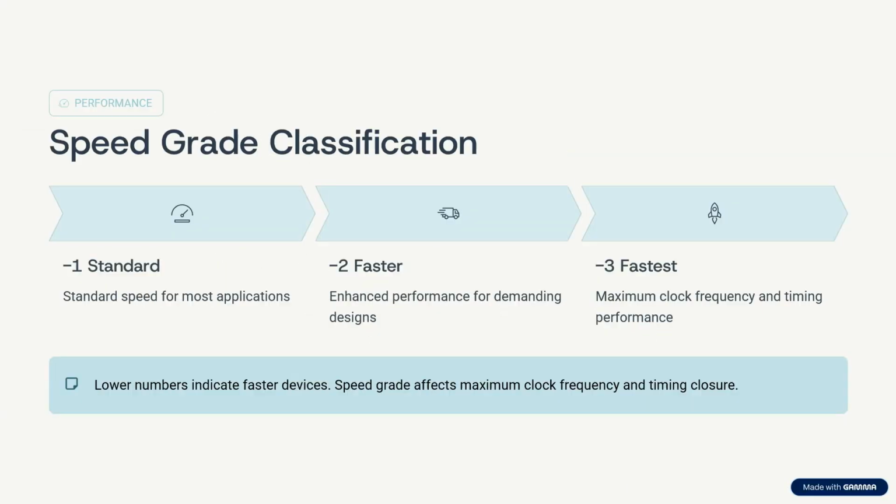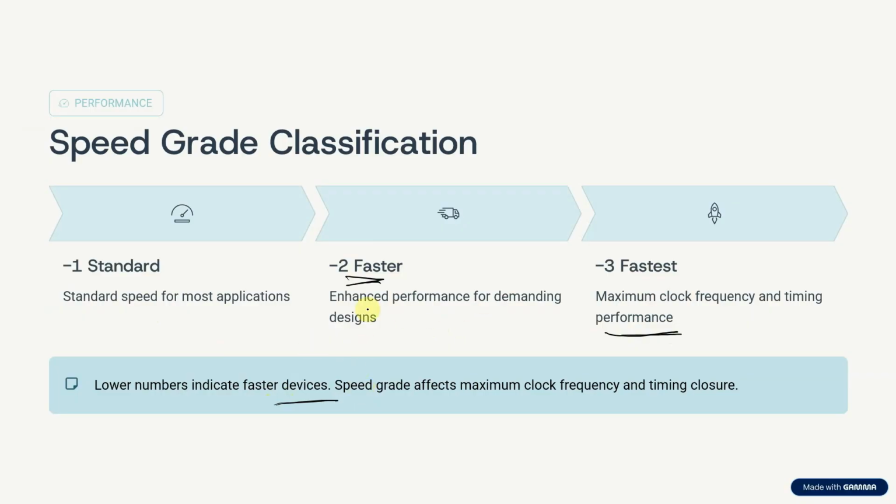Now, next is speed grade. So -1 is basically standard, and -2 is very fast, and -3 is maximum clock frequency and timing performance. As you increase this number, your clock frequency, timing and the speed grade are going to increase. So the lower the number indicates the faster the device.